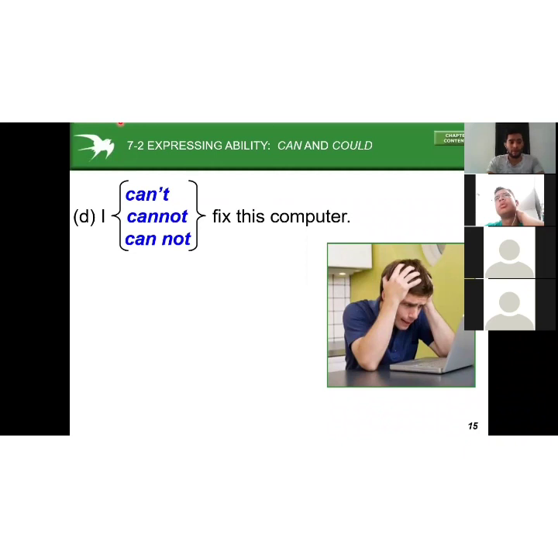Okay, so I'm going to repeat this again. I cannot fix this computer. I cannot fix a computer, and I can't fix this computer. Now, these are three different ways of making the negative form of can. We have three different versions. This first one is the contracted one, when we have the contraction.